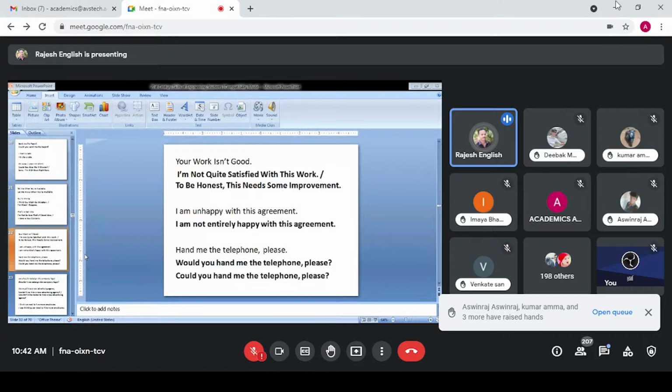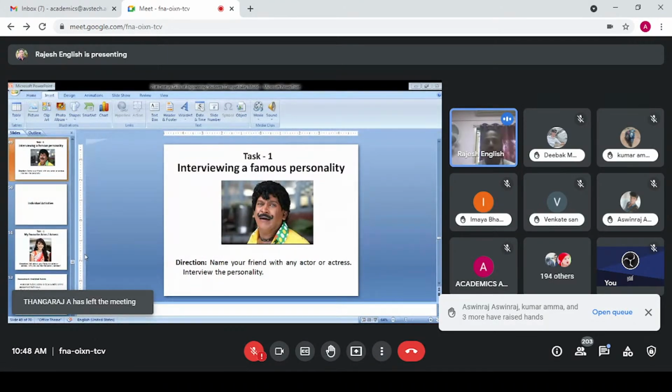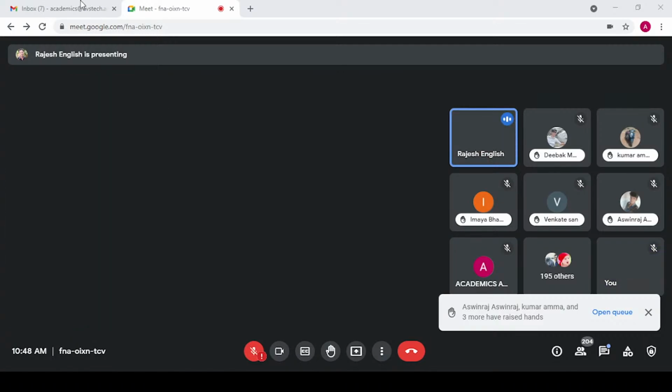The task like interviewing a famous personality. Name your friend with an actor or actress, and interview the personality. So if you interview Vadivelu, somebody has to play Vadivelu, and the rest of the students have to interview Vadivelu. Like that, it will be more interesting. Once you finish with a particular person, you can start with another one, Vijaykanth or any name. You can name the students, and they'll be able to do it. That improves their communicative competence more than anything, because they are getting a chance to speak inside the classroom.